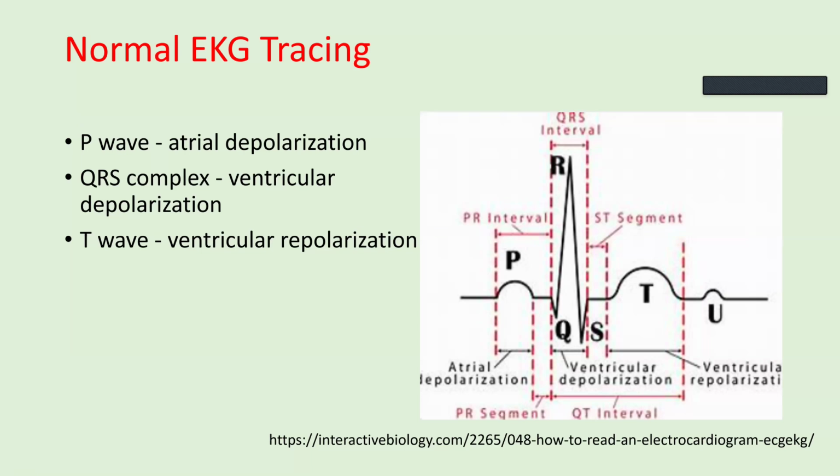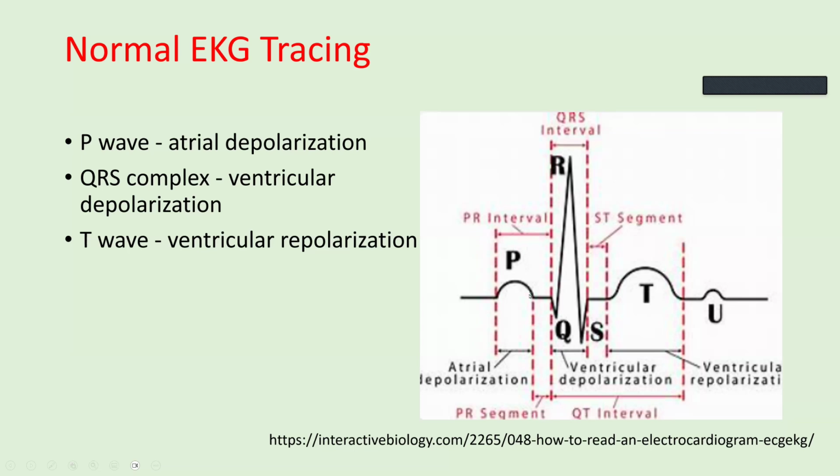The P wave is atrial depolarization. And it's the initial upward wave right where my mouse is. That represents the spread of depolarization from the SA node through the atria.